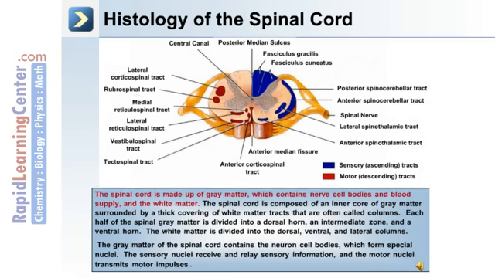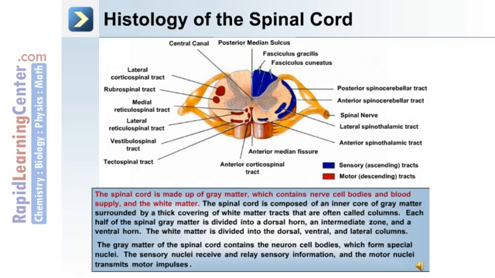The spinal cord is made up of gray matter, which contains nerve cell bodies and blood supply, and the white matter. The spinal cord is composed of an inner core of gray matter surrounded by a thick covering of white matter tracts that are often called columns. Each half of the spinal gray matter is divided into a dorsal horn, an intermediate zone, and a ventral horn. The white matter is divided into the dorsal, ventral, and lateral columns.